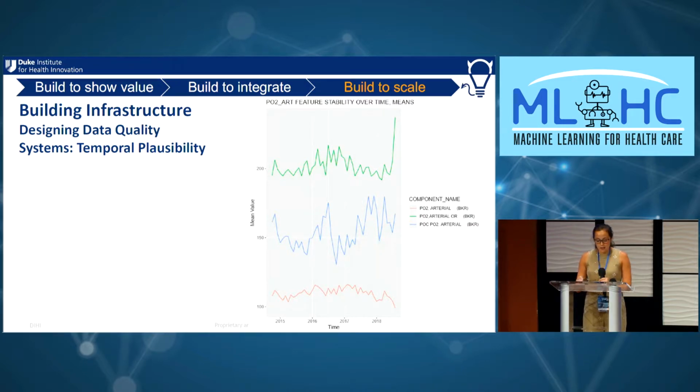What we found was that the top line, which has a higher mean, represents patients in the ICU. These patients are usually mechanically ventilated, increasing their mean PO2 arterial levels. The middle blue line represents patients who had surgical interventions, and usually those patients undergo general anesthesia, also mechanically ventilated, increasing their PO2 arterial as well. And then the bottom line represents patients on the floor who usually are not mechanically ventilated.